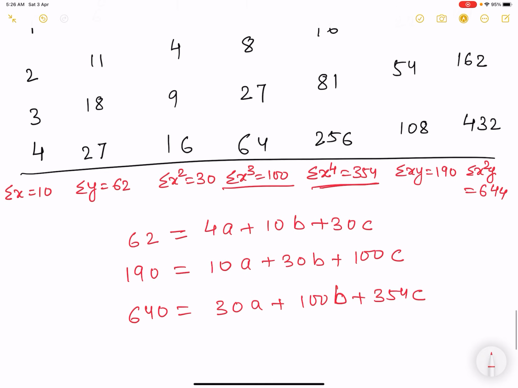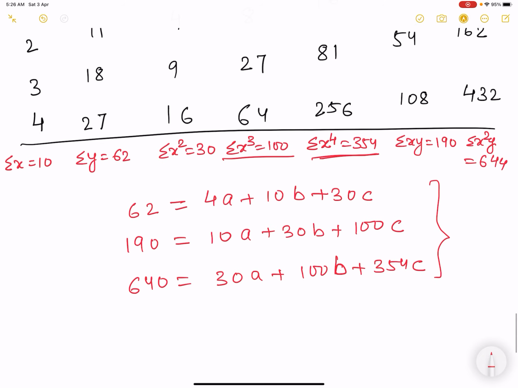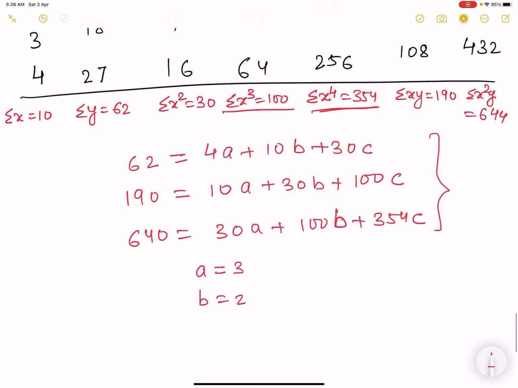Now we have to solve this equation, students. Go to a calculator, open the equations, put the values and get the answer. So once you put the values, you will get the answer. a is 3, b is equal to 2, and c is equal to 1.